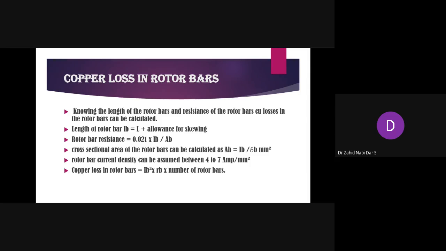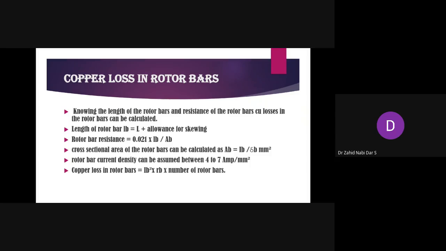Skewing is like we skew the rotor slots at some angle, so the bars lie under alternative harmonic poles. Skewing is done to prevent crawling. Crawling means running the induction motor at very low speed, so we are considering that also. The rotor bar resistance is 0.021 into LB by AB.